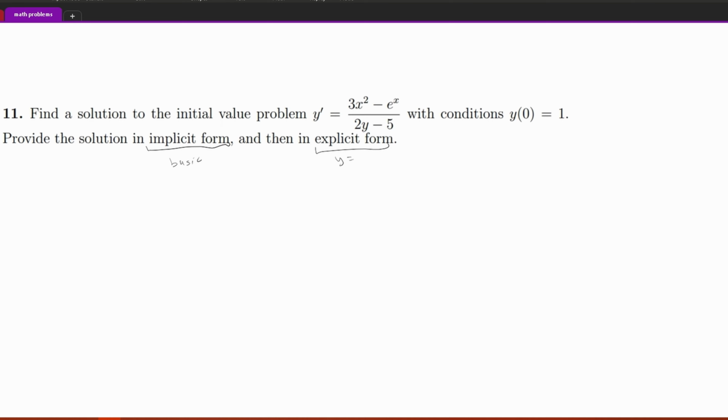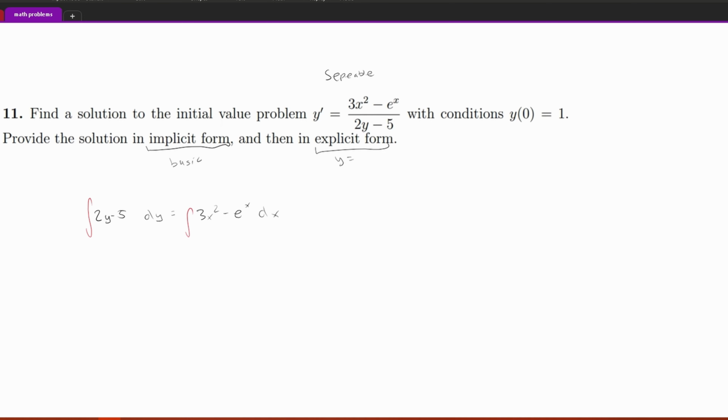First, we need to solve for this. We are going to be using separable equations. So y prime is dy/dx, right? If we separate this out, we are going to get 2y minus 5 dy is equal to 3x squared minus e to the x dx. And now let's integrate this.